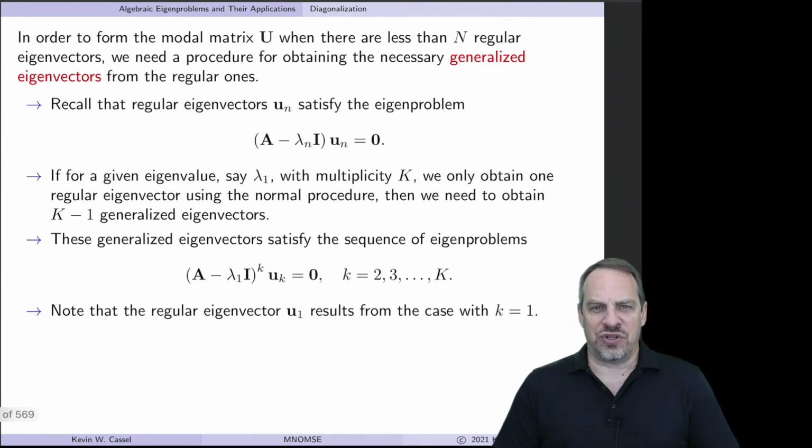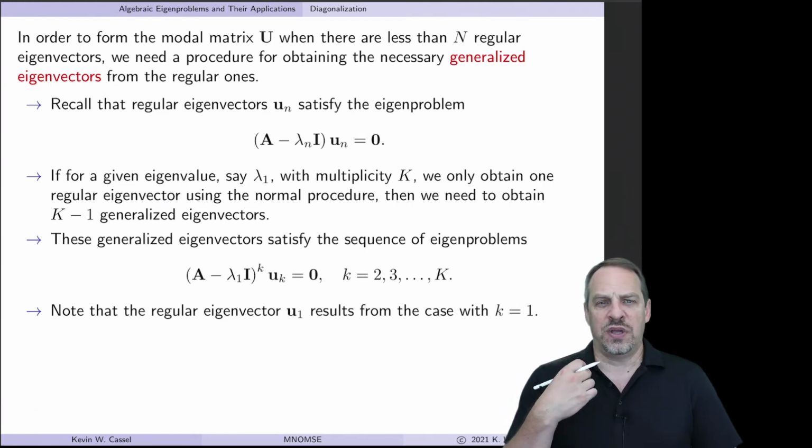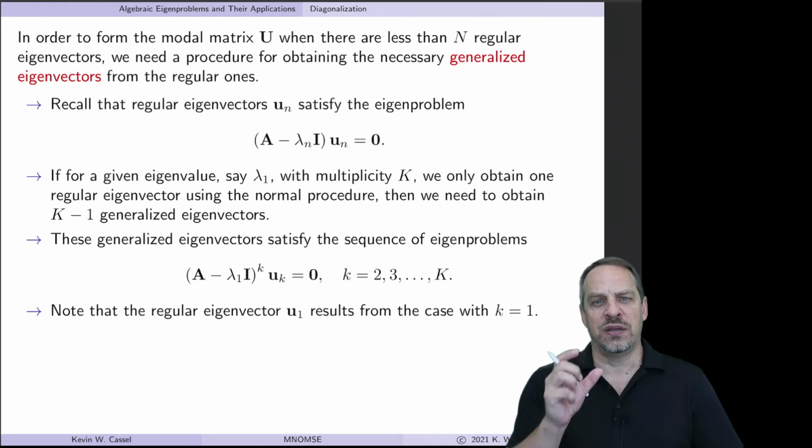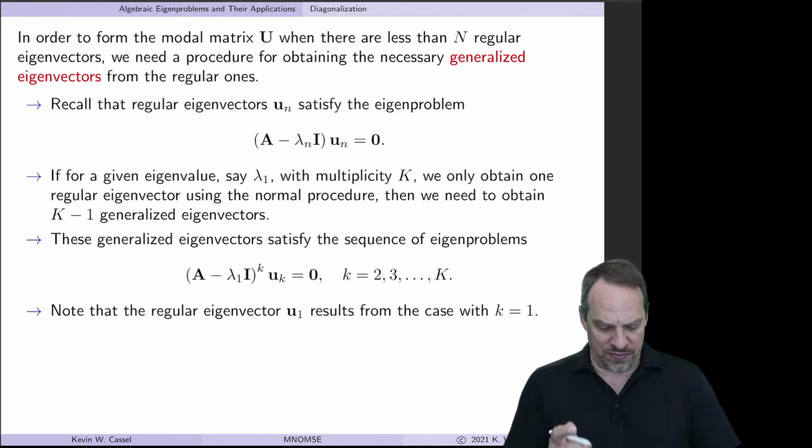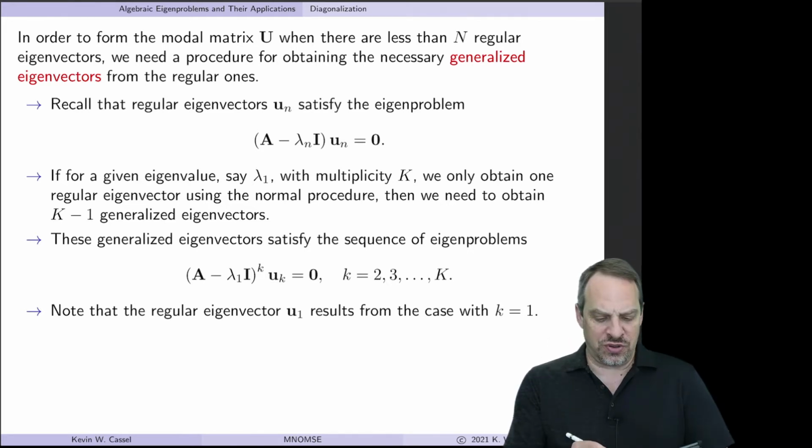Now let's talk about the generalized eigenvectors. So let's say we have a situation where we have an eigenvalue that's repeated. It has multiplicity capital K. So there are capital K eigenvalues that are the same. So we need a procedure to get what are called generalized eigenvectors that complement the regular one or ones that we get through the normal process.